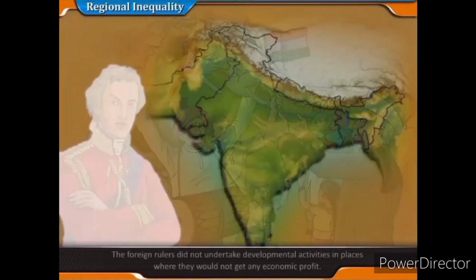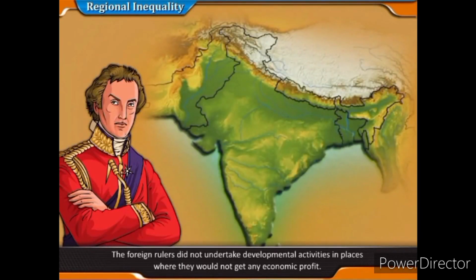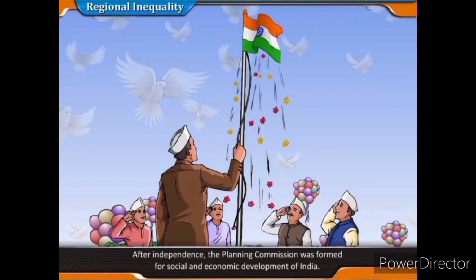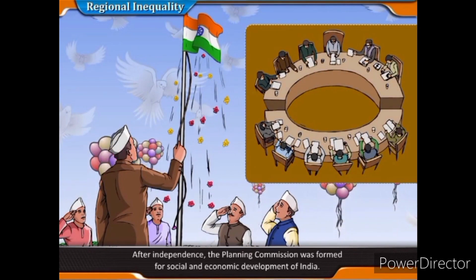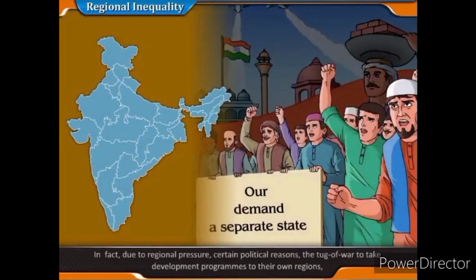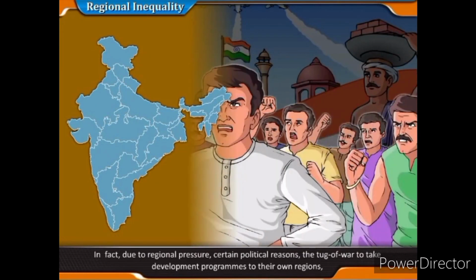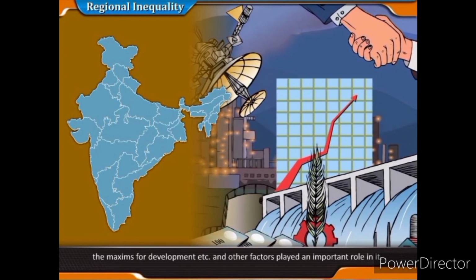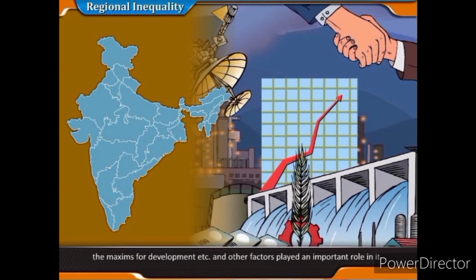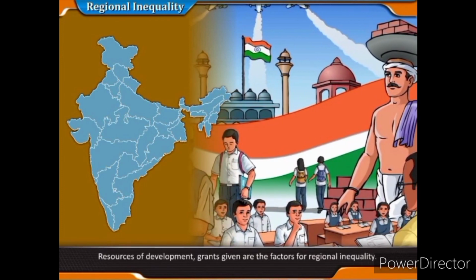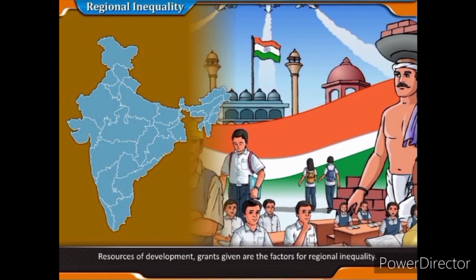Regional inequality. The foreign rulers did not undertake developmental activities in places where they would not get any economic profit. As a result, there was regional inequality in such places. After independence, the Planning Commission was formed for social and economic development of India. One of its main aim was the balanced development of different regions. In fact, due to regional pressure, certain political reasons, the tug-of-war to take development programs to their own regions, the maxims for development, etc., and other factors played an important role in it. Therefore, regional inequality is seen in matters of equal development. Resources of development, grants given are the factors for regional inequality.